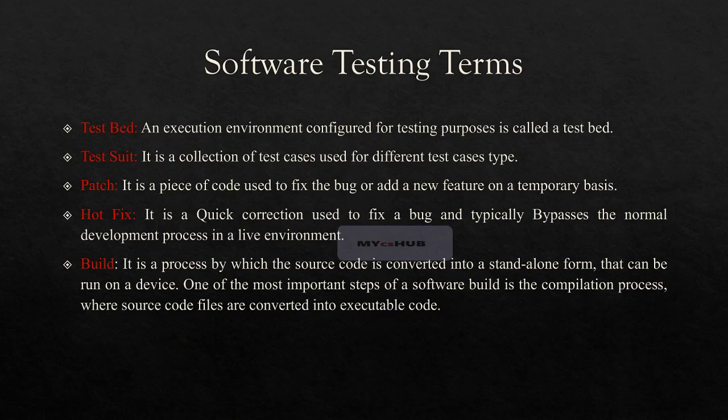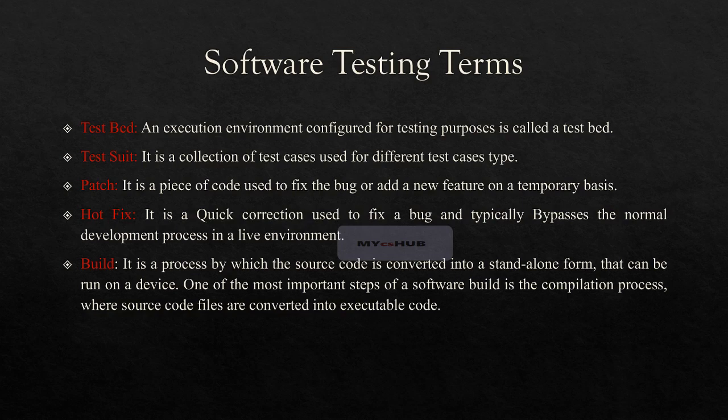Next one is test suite. It is a collection of test cases used for a different test case type. As we know, in order to test the application, we generally prepare some test cases, positive or negative, and these test cases will be kept inside a suite. The suite may be regression, sanity, smoke, etc. So the collection of test cases inside a particular suite testing type is called a test suite.